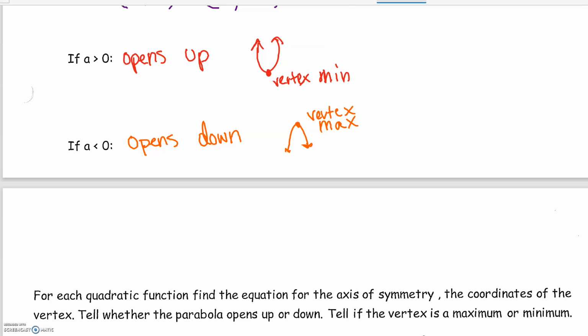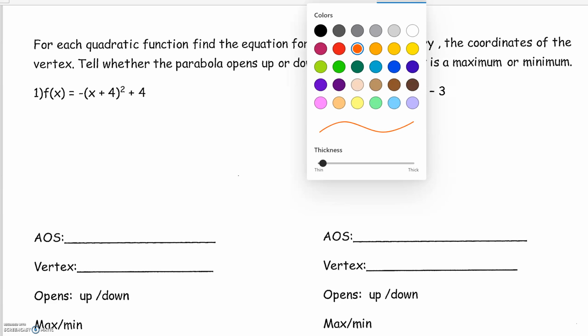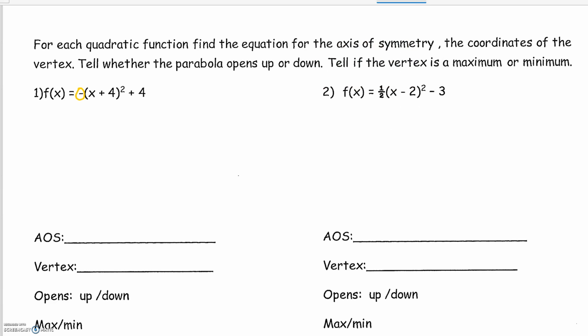All right, so let's go ahead and scroll here and practice some more of these. Okay, so right here, this negative is going to tell us that this is opening down, and it's going to have a max. So let's go ahead and label our h and our k here. Here's my h, here's my k. And remember that this is supposed to be a negative, so this is always opposite. So we do the opposite of whatever sign that is. So my h in this case is -4.